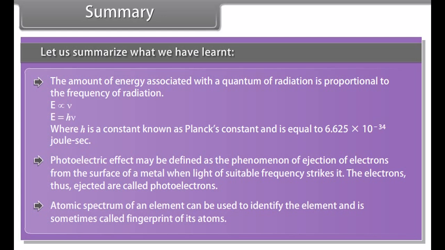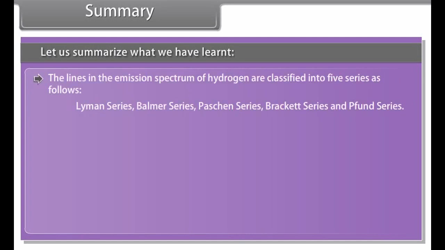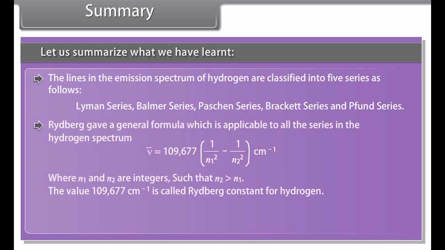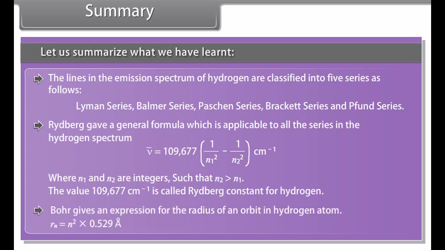The atomic spectrum of an element can be used to identify the element and is sometimes called the fingerprint of its atom. The lines in the emission spectrum of hydrogen are classified into 5 series as follows: Lyman series, Balmer series, Paschen series, Brackett series and Pfund series. Rydberg gave a general formula which is applicable to all the series in the hydrogen spectrum. The value 109677 per centimeter is called the Rydberg constant for hydrogen. Bohr gives an expression for the radius of an orbit in the hydrogen atom. Rn is equal to n square into 0.529 angstrom.